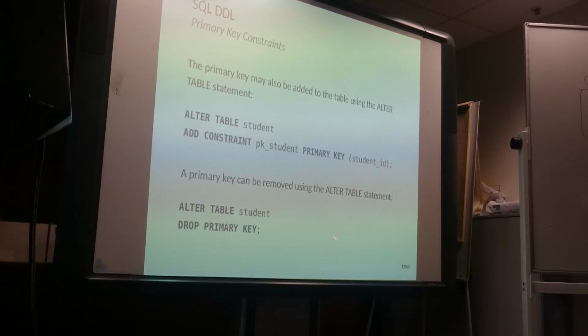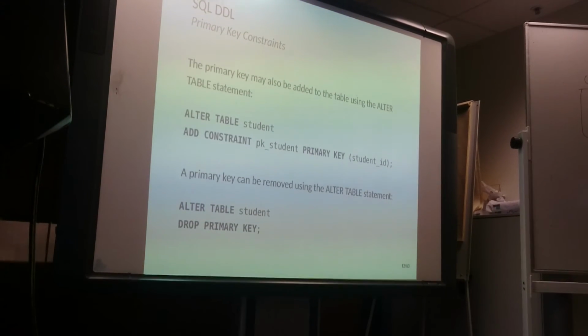And then finally, you can also remove the primary key by going ALTER TABLE student, in this case, DROP PRIMARY KEY. Or you could also do DROP CONSTRAINT and the name of the constraint.